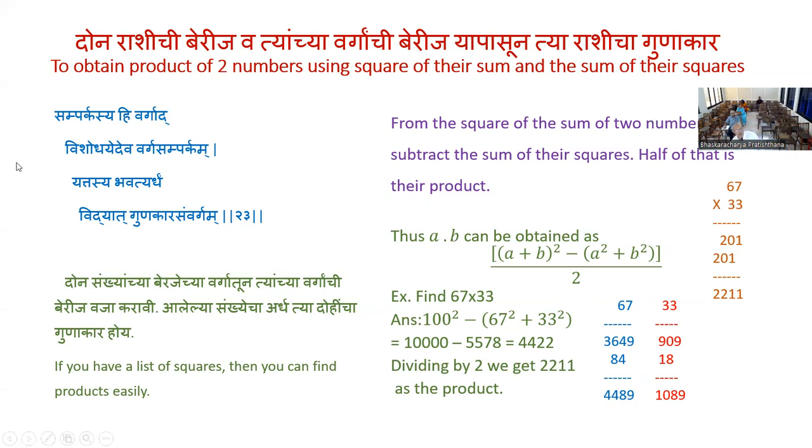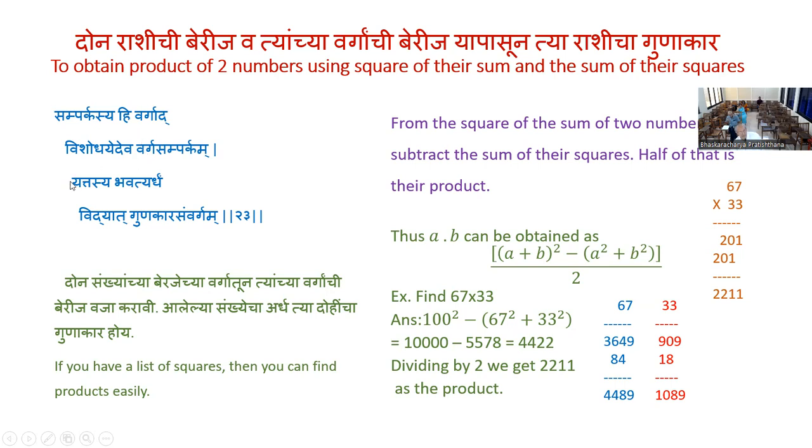So here the verse says samparkasya hi vargat. So samparka of the two numbers. So the two numbers are there. Their samparka is addition. Its square, vargat. So that is a plus b square. From that, what you do? Vishodhayet eva varga samparkam. Varga samparka means you take the varga first of all, square, and then their addition. So the sum of the two squares, that you should subtract. Vishodhayet is you subtract. V is usually for subtraction. Vishodhayet varga samparkam. So minus of a square plus b square.